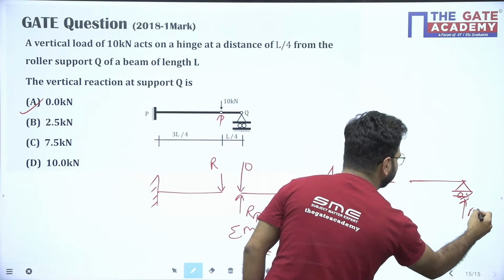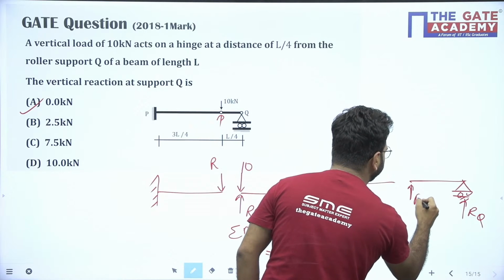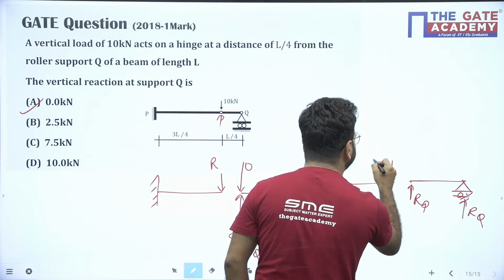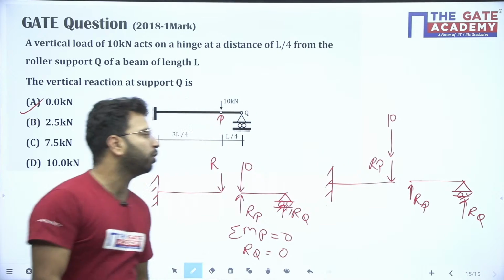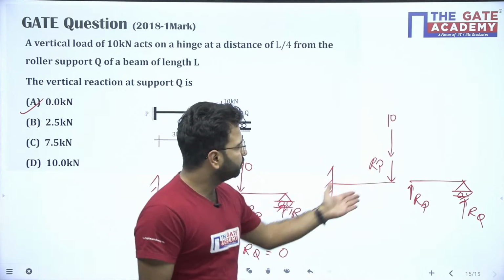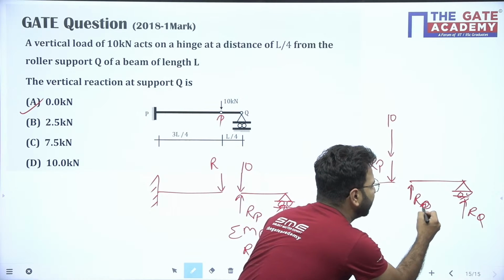This is my reaction at Q. This is my reaction at P. And this is my reaction at P. And also you are saying that 10 is also here. Now just see this side beta. This is reaction at P, reaction at Q.